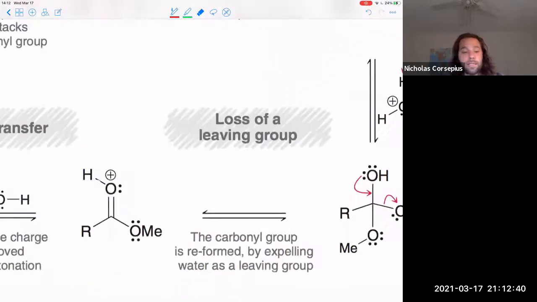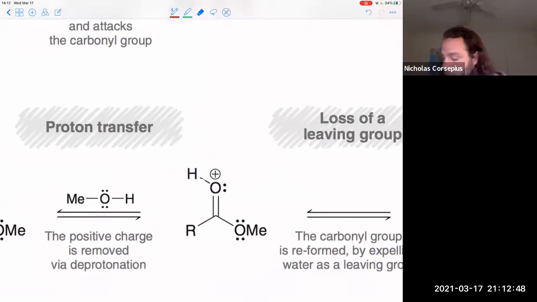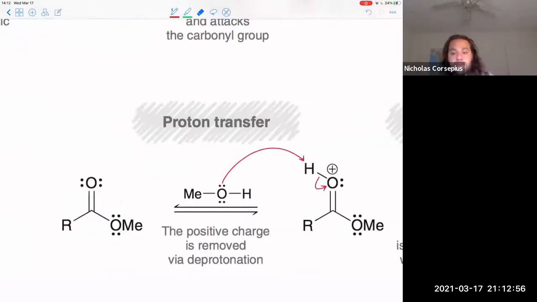We get to the point where we now have our protonated carbonyl oxygen, and that's all well and good, but we want it to stay here. We don't want it to go in the reverse direction, right? So we're going to do that by deprotonating that oxygen, leaving us with our ester.